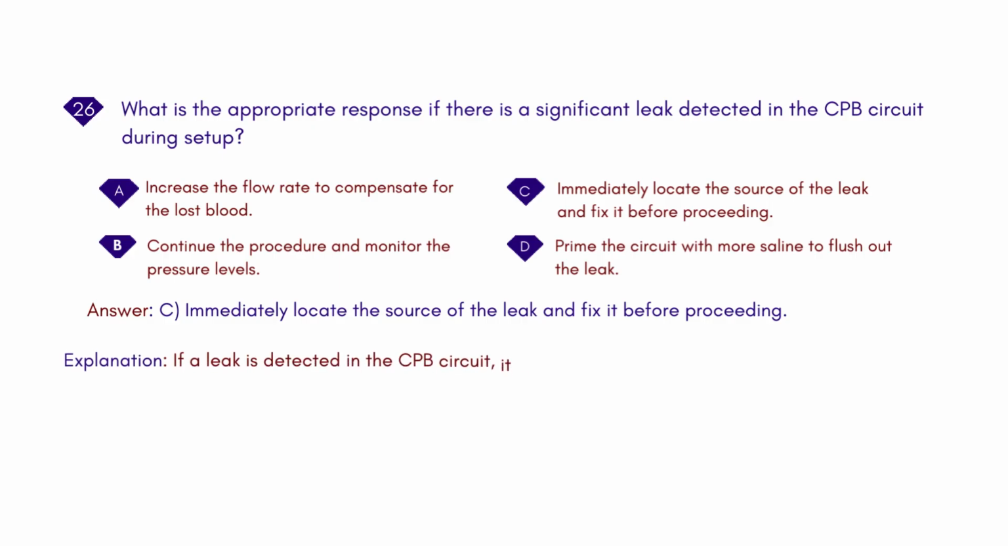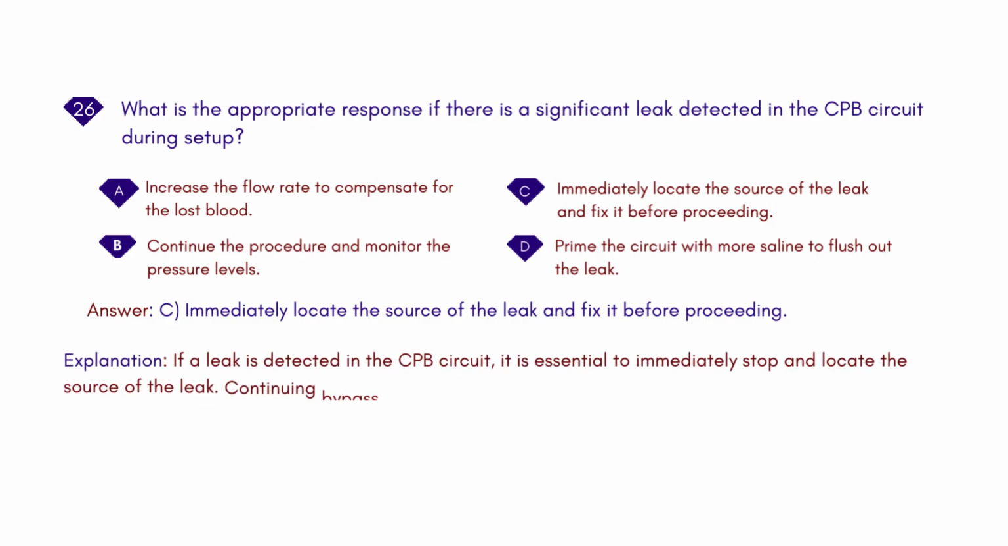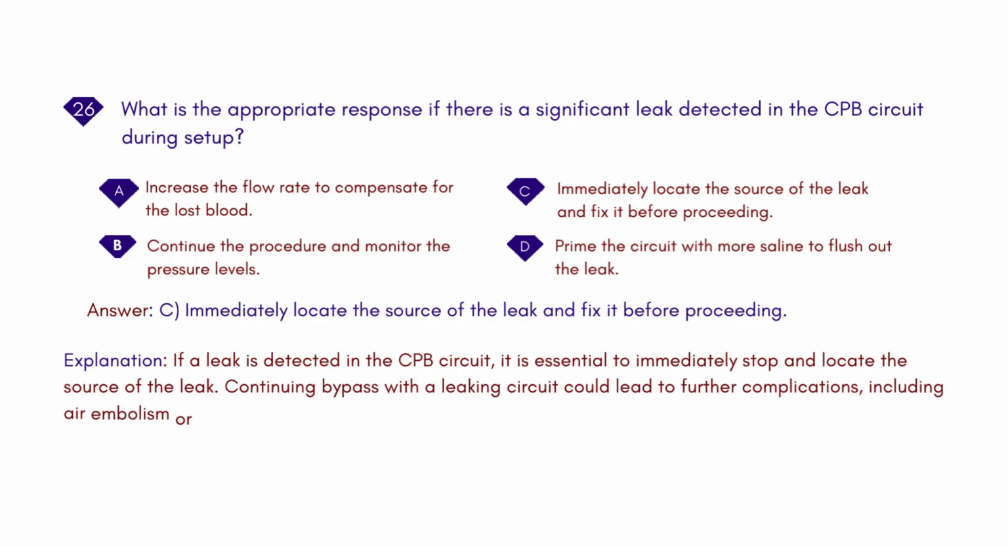Explanation: If a leak is detected in the CPB circuit, it is essential to immediately stop and locate the source of the leak. Continuing bypass with a leaking circuit could lead to further complications, including air embolism or inadequate perfusion.